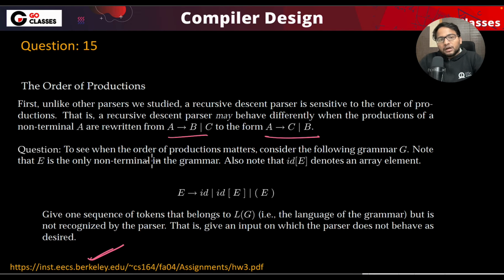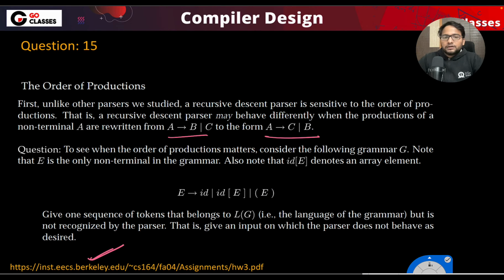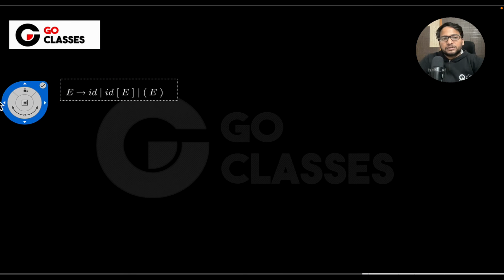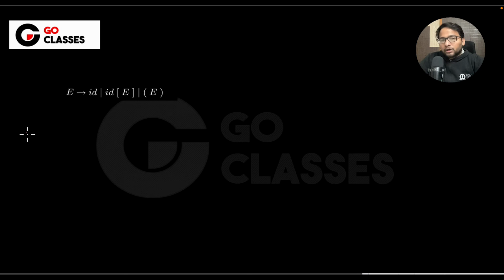Okay, so what is the question? To see the order of production matters, consider the following grammar G. Note E is the only non-terminal in this grammar. Also, ID E denotes the array elements. Anyway, let's not worry about it. They're saying, give one sequence of tokens that belongs to the language of this grammar, but is not recognized by the parser. Can you give me one string which is generated by this grammar, but not recognized by the parser?